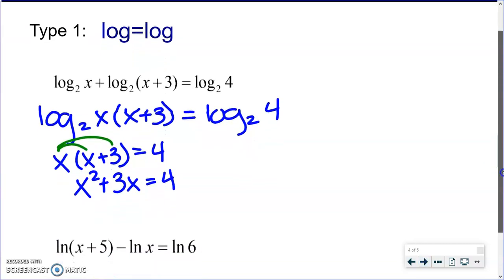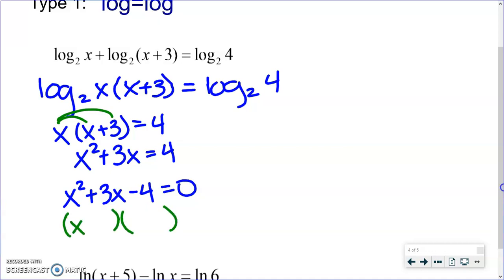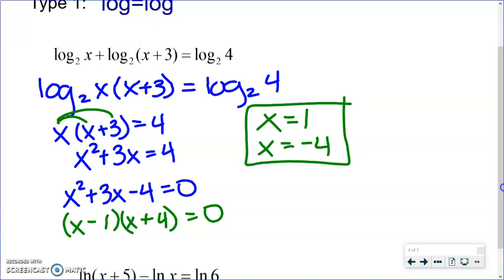Since we have the x squared, we're going to want to get everything on the same side. So we can factor. I know, factor, we love doing that. So we have x squared plus 3x minus 4 equals 0. We can factor it out, add our parentheses. We need a plus on the 4, a minus on the 1, still equals 0. So we know that x equals 1, or x equals minus 4. And here are our two answers.